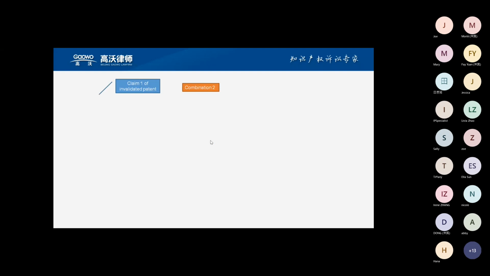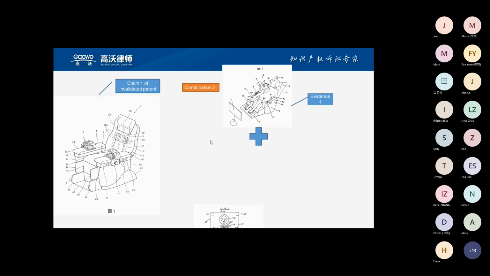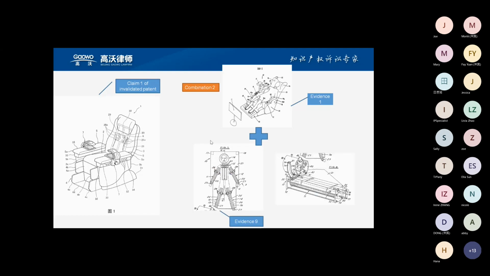Okay, so next I present another combination of the evidence for the lack of non-obviousness. For the second combination, I still use the same closest prior art, evidence 1, and I use another evidence, evidence 9, which is a US patent. From the picture, you can see that there is a roller, number 28, which can also be movable along the arm.